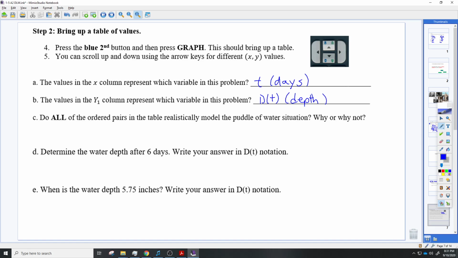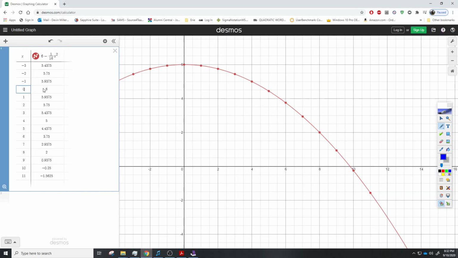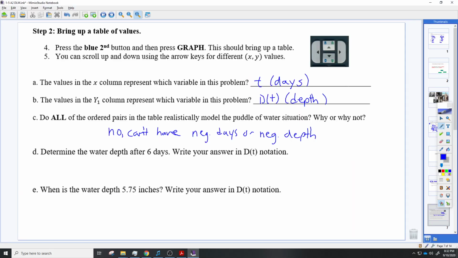So do they all realistically model? Not all of them, so no. So we'll say can't have negative days. Or how about a negative amount of water? A negative depth. So at some point, only a certain set of points actually makes sense. So going back to this, we're only going to be looking from 0, 6, all the way up to when it changes. So probably the last point, 9.9375. This is the only set of data that matters.